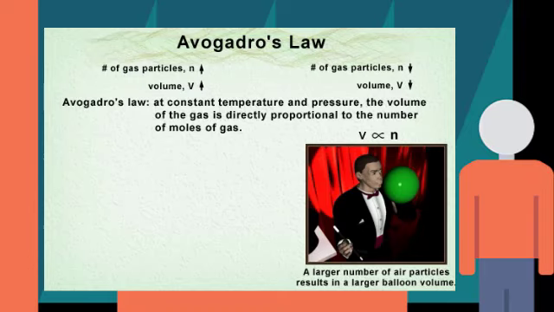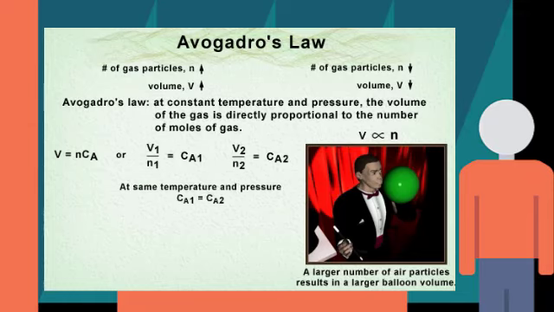Because the volume of the gas is directly proportional to the number of moles of the gas, Avogadro's law can be expressed as the equation volume equals the number of moles, N, times a constant, C subscript A. This can also be written as volume divided by the number of moles equals the constant C subscript A. As long as the temperature and pressure remain the same, the constant C subscript A will always be the same. Avogadro's law can therefore be written as V1 divided by N1 equals V2 divided by N2.